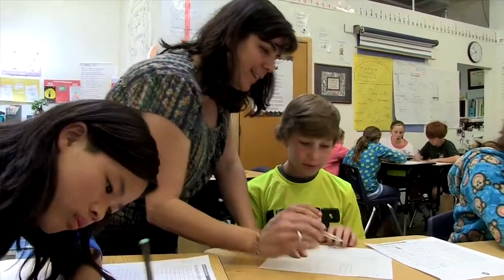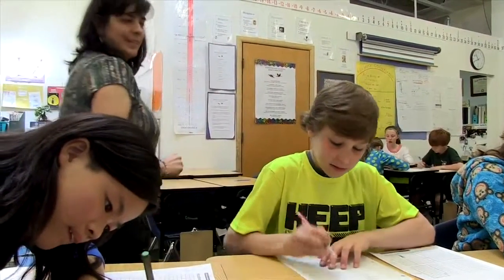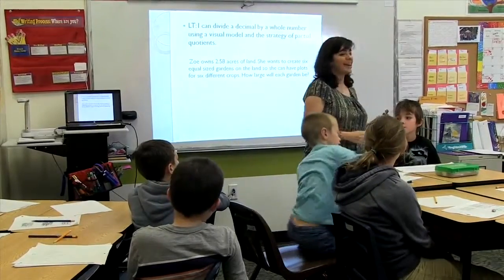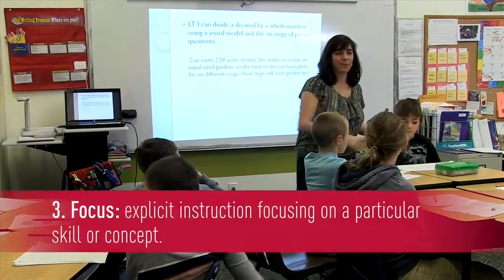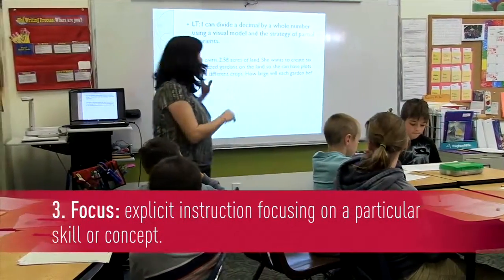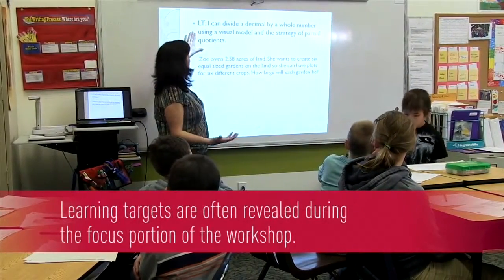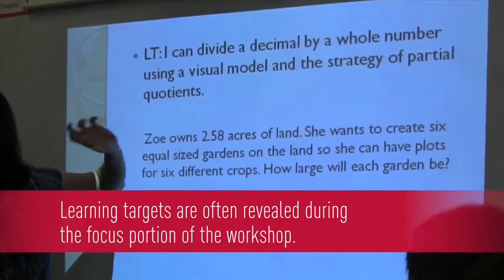2.58 down here. Makes more sense. So try that. How was your discussion? Good. Okay, was it a good grapple problem? Yeah. After this discussion, we moved into the focus part of the workshop, in which I shared the learning target with the students. I can divide a decimal by a whole number using a visual model and the strategy of partial quotients.